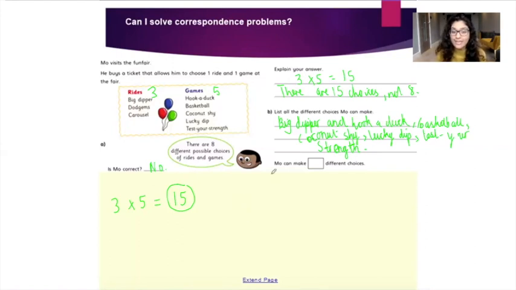So what did we calculate then? How many different choices can Mo make? Remember the multiplication we did? 15. So well done if you got that at home.